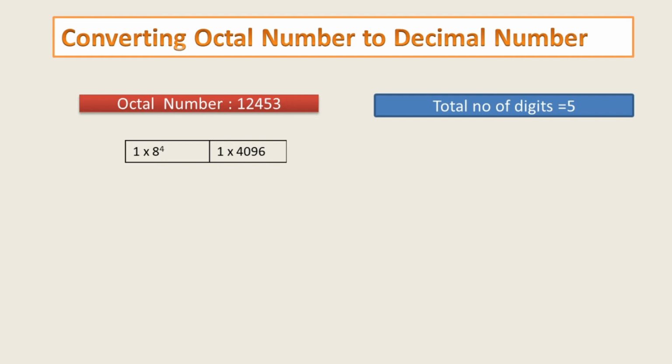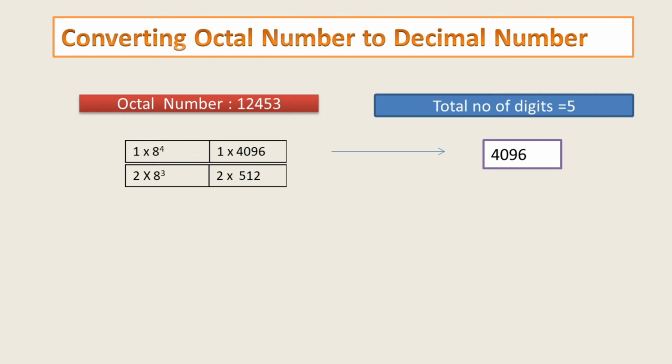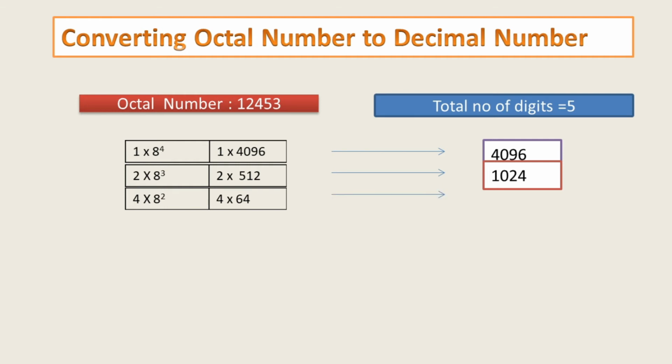So the first digit will be multiplied by 8 to the power 4. So 1 into 8 to the power 4. 8 to the power 4 is 4096. So 1 into 4096 is 4096. The second digit is 2. So 2 into 8 to the power 3. 8 to the power 3 is 512. So 2 into 512 is 1024. Then 4 into 8 to the power 2. 8 to the power 2 is 64. So 4 into 64 is 256.